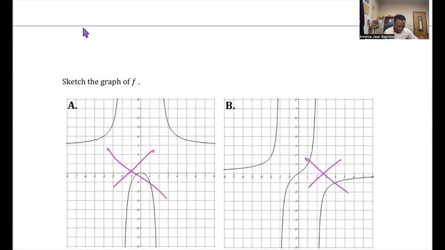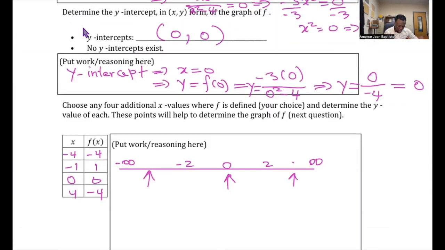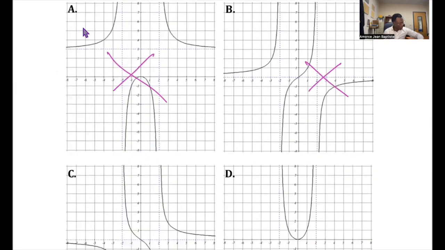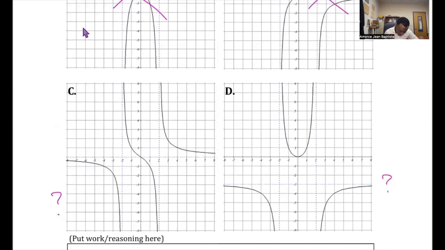Now let me use the points that I have here to sort out one of them. x equals negative 4, y equals negative 4. This one shows y equals negative 1, so this one is not it. So let me see if this one works. x equals negative 4, y equals negative 4. So this one already didn't work for the first point. So the only one that's left is D. So D is my answer.